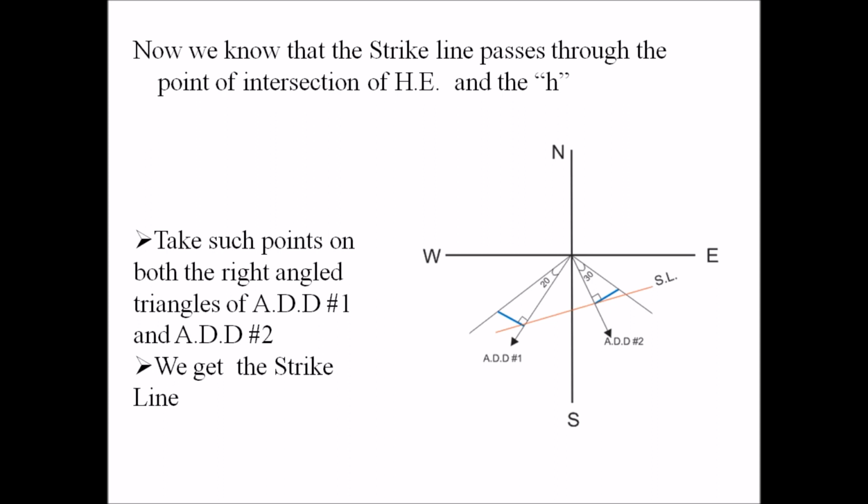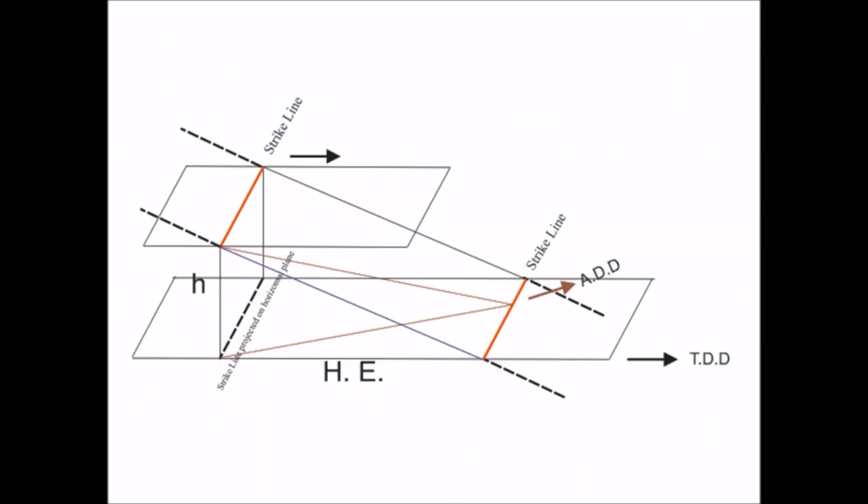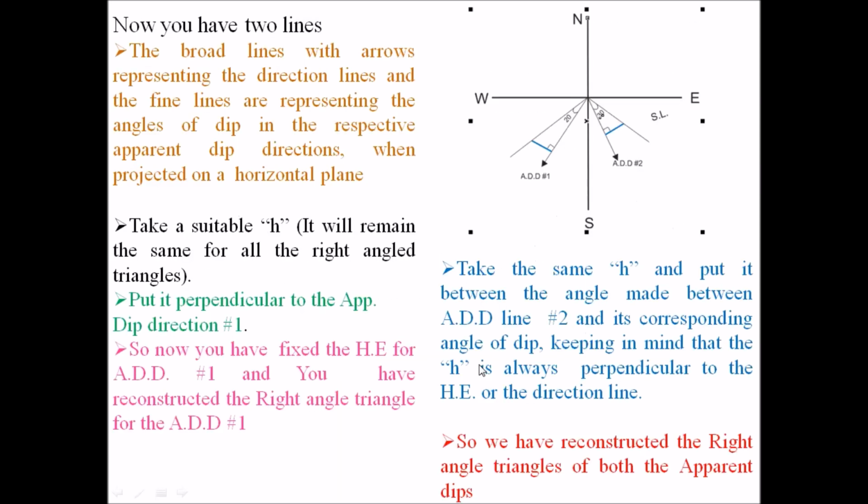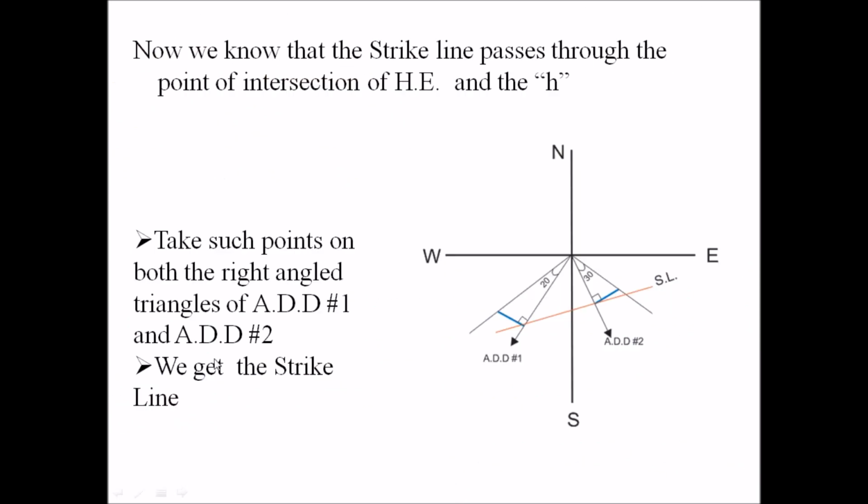Now we know that the strike line passes through the point of intersection of HE and H. As was seen here, the strike line passes through the intersection of HE and H. So this is the strike line. Similarly, if you draw H here, the strike line will pass from this place. So we have taken these two points, and when we join them, we are able to draw the strike line.